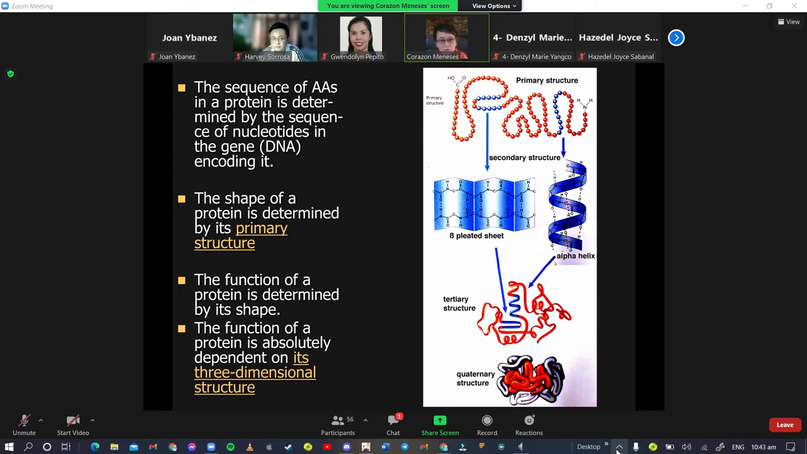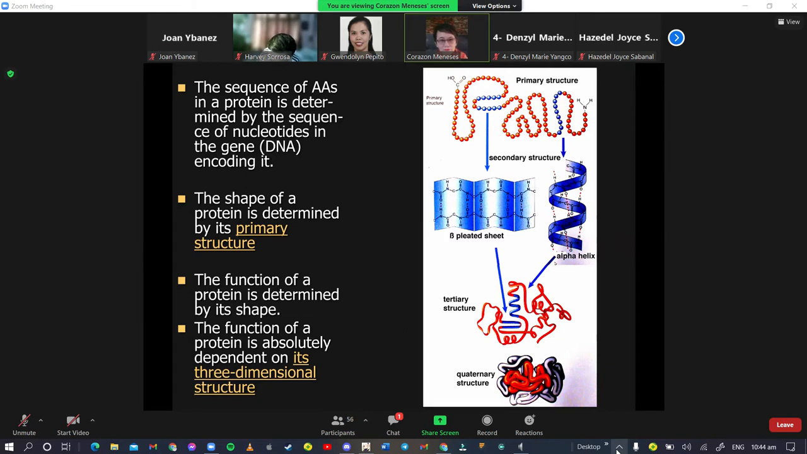So in short, if you want to take a picture, take this picture. The sequence of amino acids in a protein is determined by the sequence of the nucleotides in the gene encoding it. Okay. So it depends on the informational molecule, which is the DNA. And then the shape is determined by the primary structure.